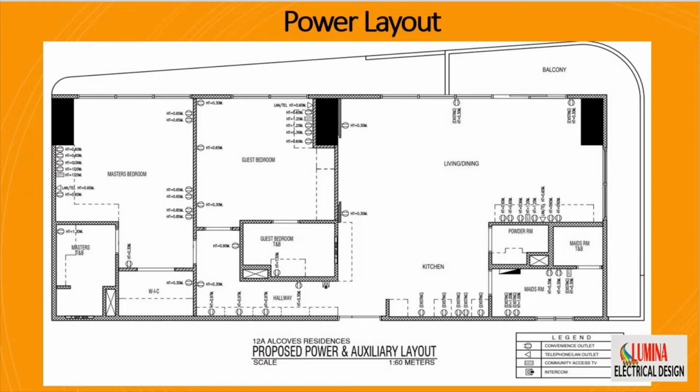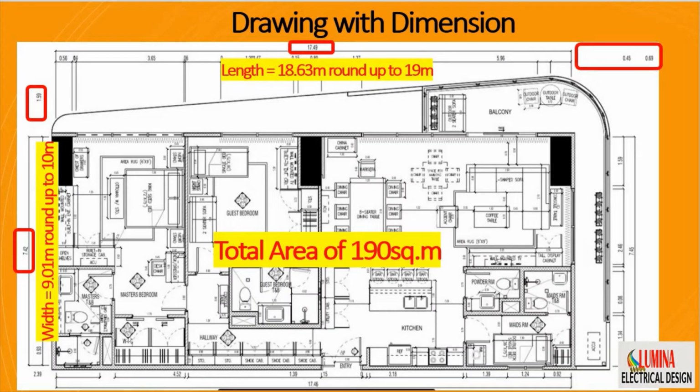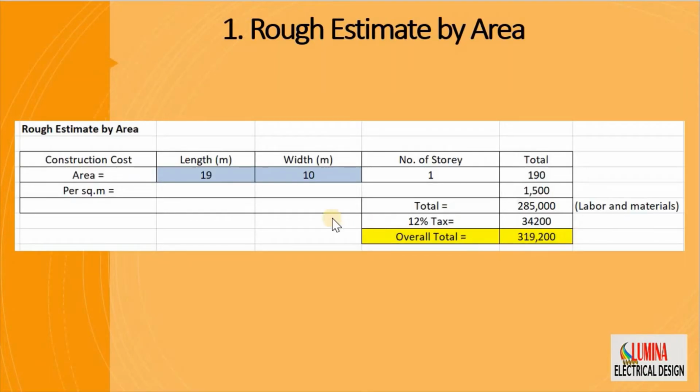First, I will discuss the rough estimate by area. The procedure on how to prepare the rough estimate by area is simply to input the floor area, which is the length and width in meters. In our example, we have a total area of 190 square meters, from a length of 19 meters and a width of 10 meters, and since we only have one floor, we have a total area of 190.